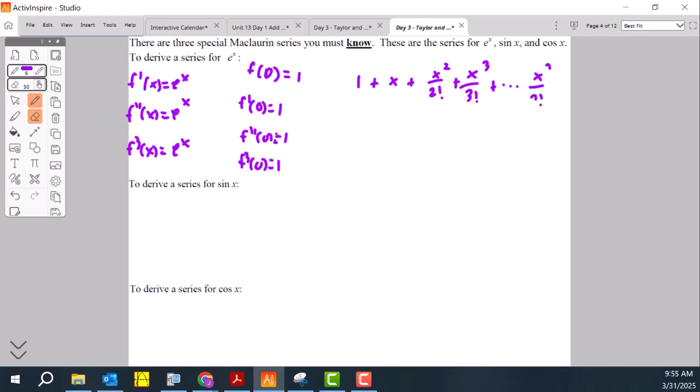Now, what's the difference between this and a polynomial, aside from it being infinite, is that our polynomials are approximations. These are exact. This infinite series is exactly equal to e to the x.